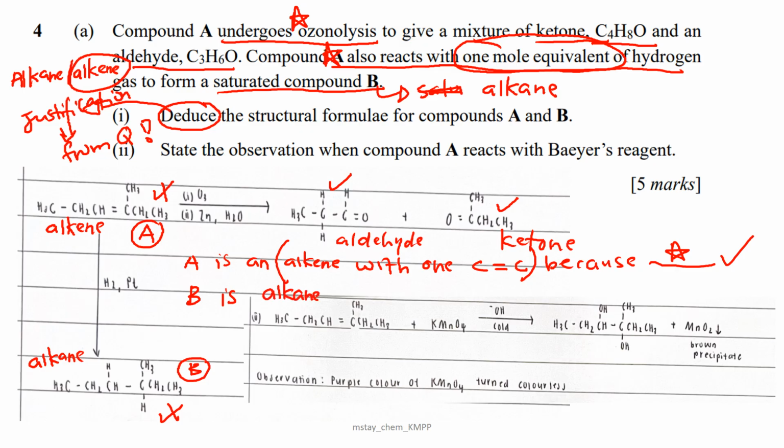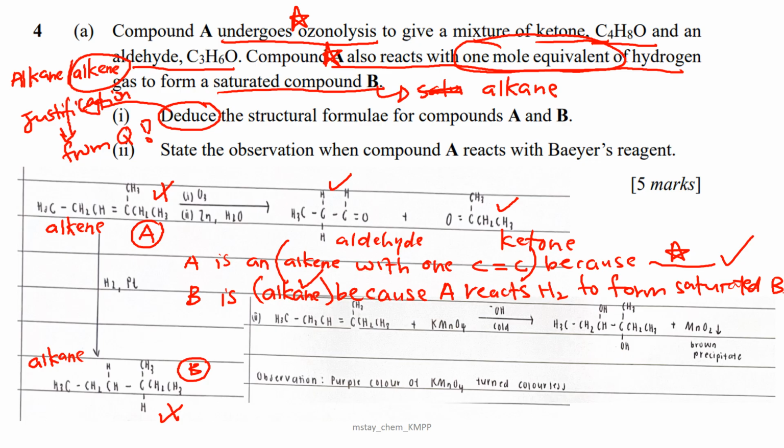Why is it an alkane? Because A reacts with hydrogen to form saturated compound B. So here, B is an alkane, another 1 mark.